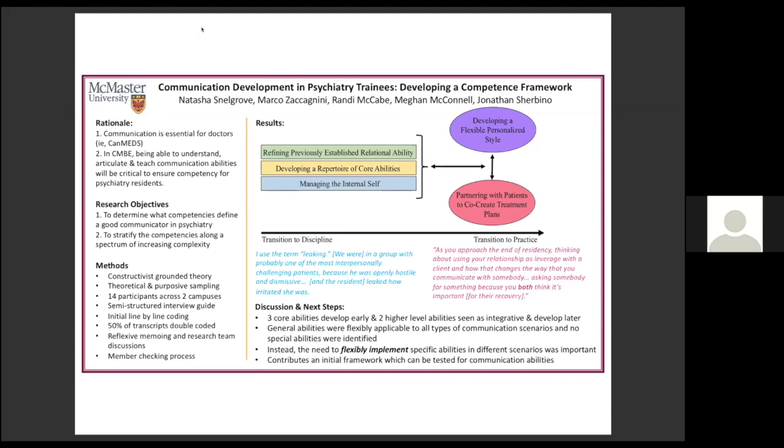Comment question from Tala. Thank you, Dr. Snellgrove. Do you think that the themes would be different if psychiatry patients were asked what competencies they think are important from their healthcare provider, and using those themes from the patients when constructing a competence framework?